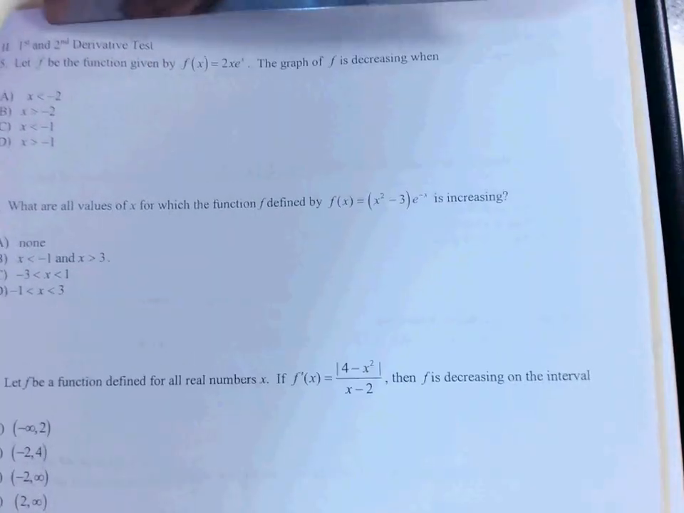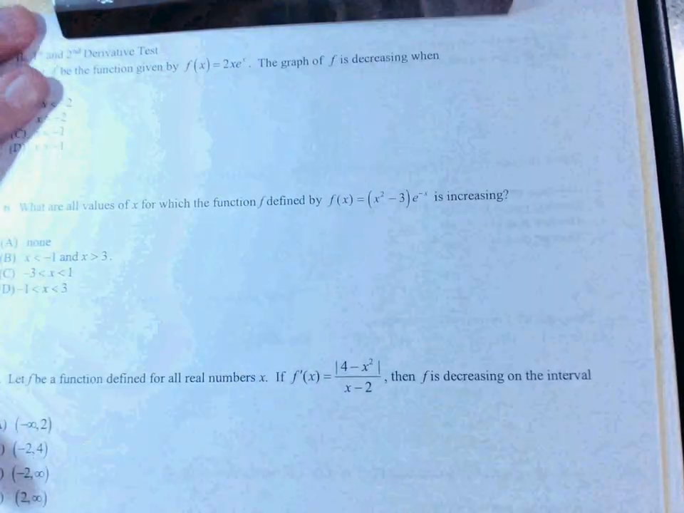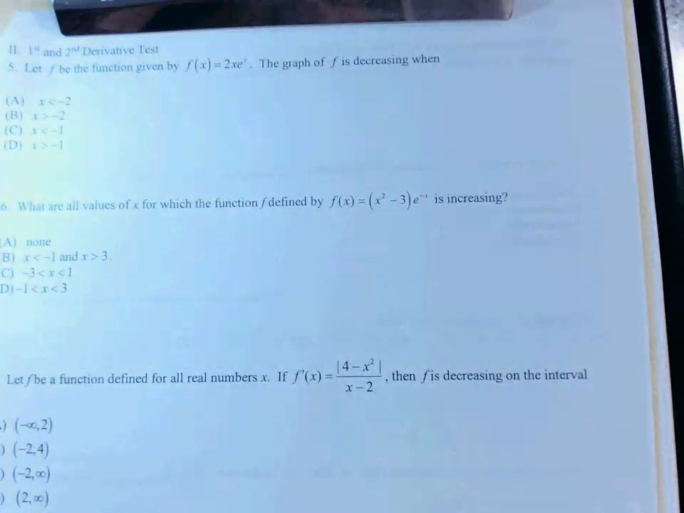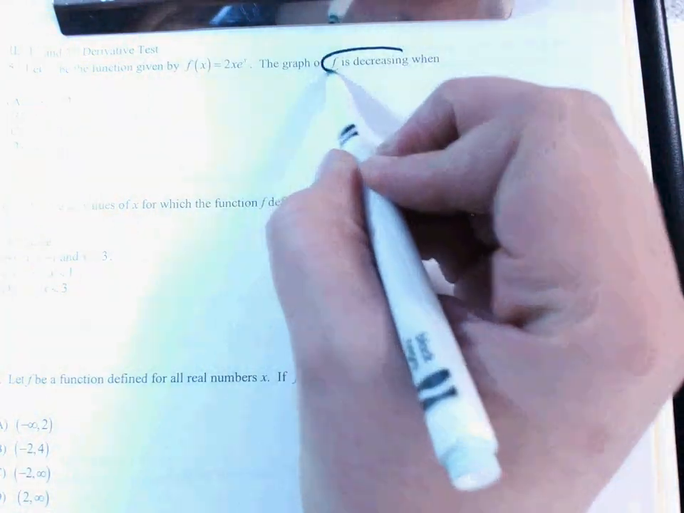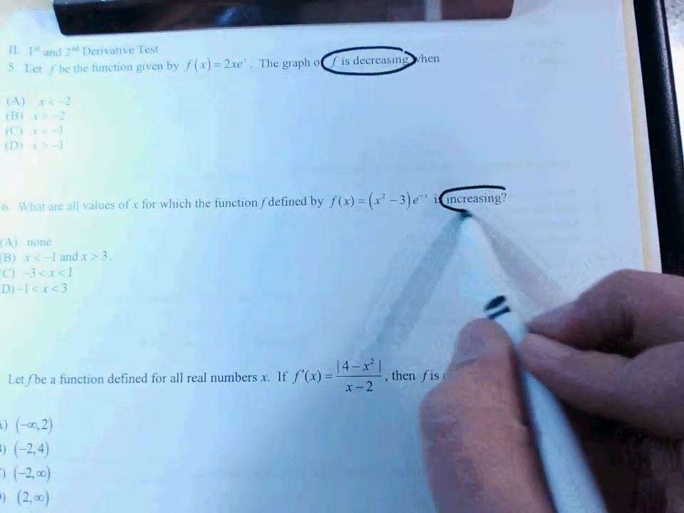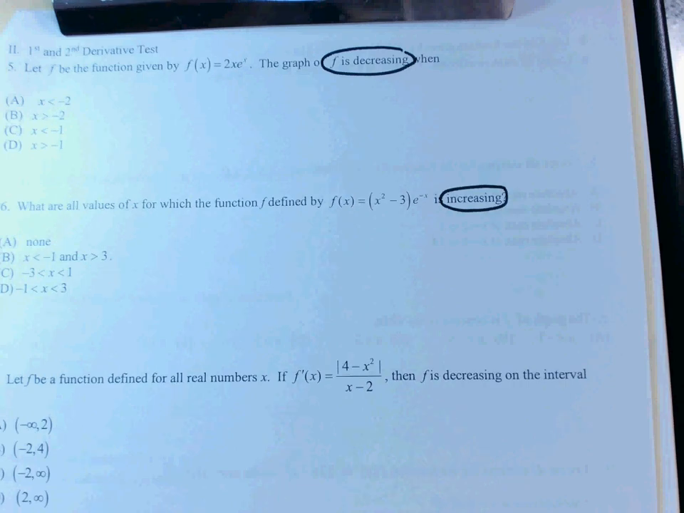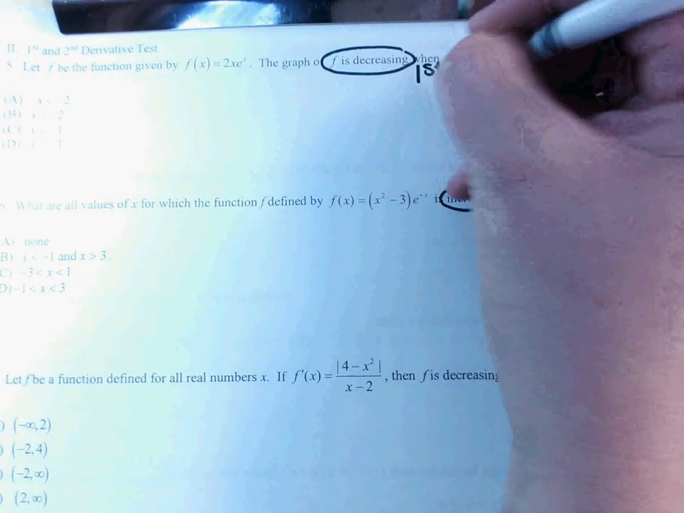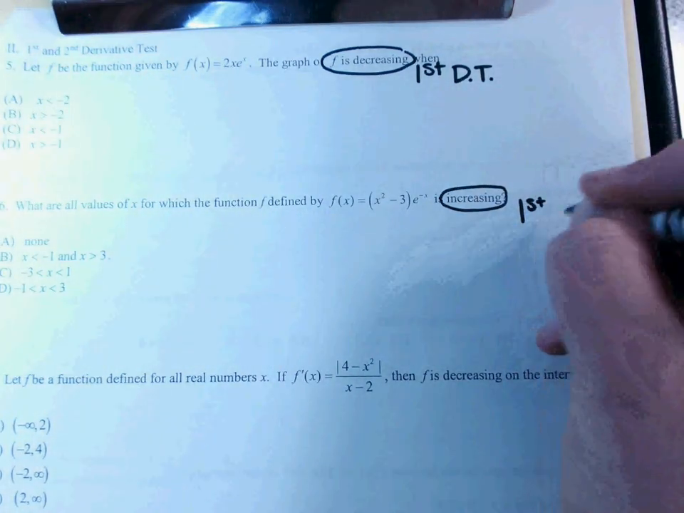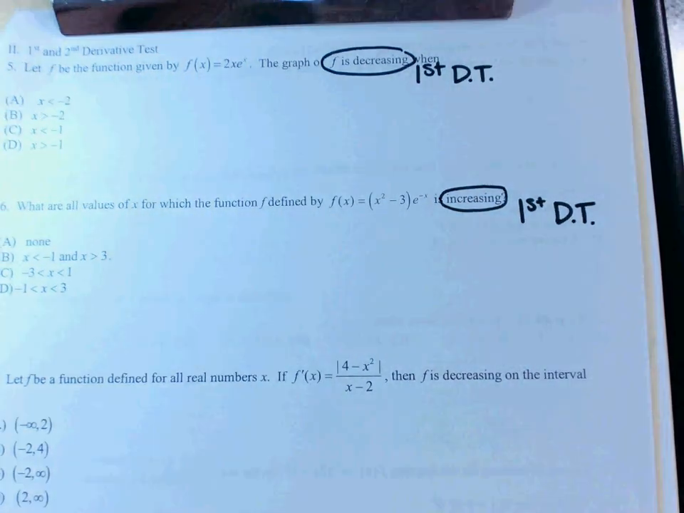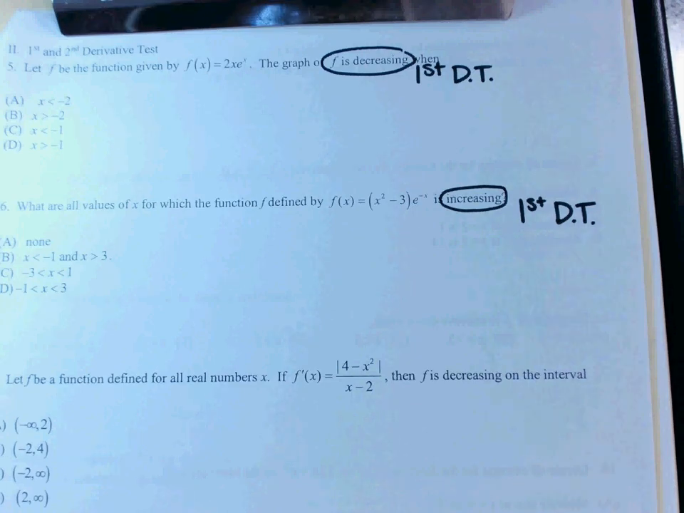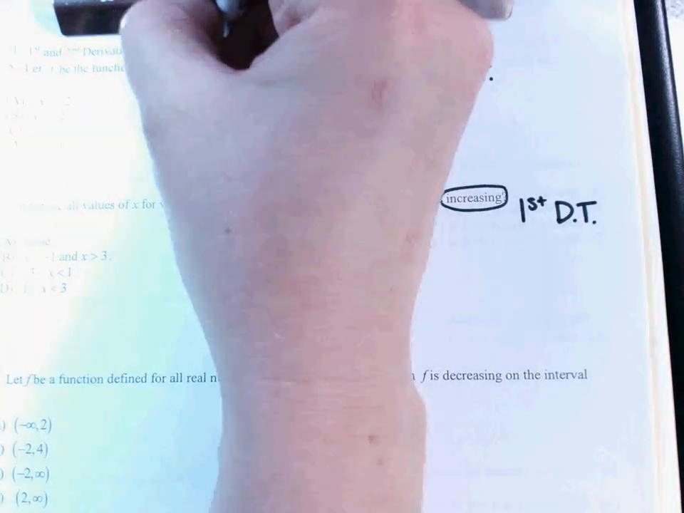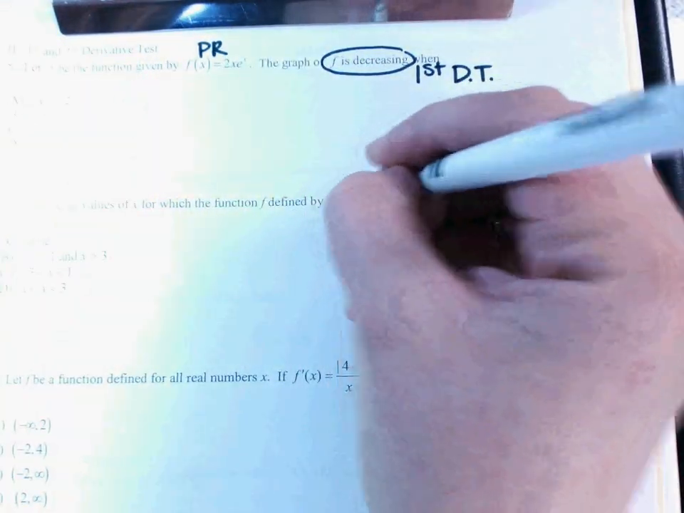So, okay, next one that we're going to do is number 7. Now, notice for first and second derivative test, if you want f to be decreasing or f to be increasing, which test is that? First or second derivative? First derivative test. Now, when you take the derivatives for both of those, what rule are you going to need? Product rule on both.